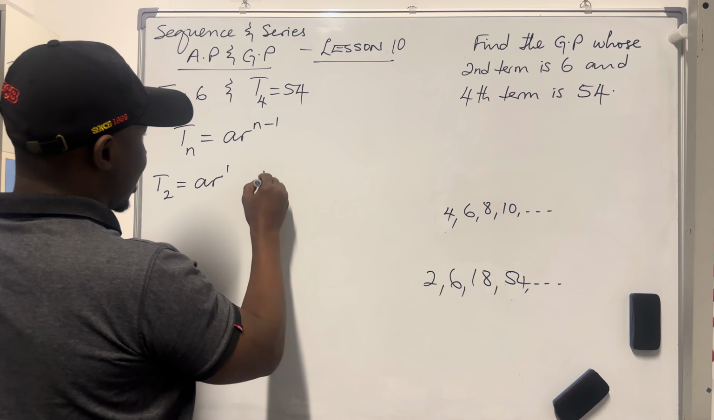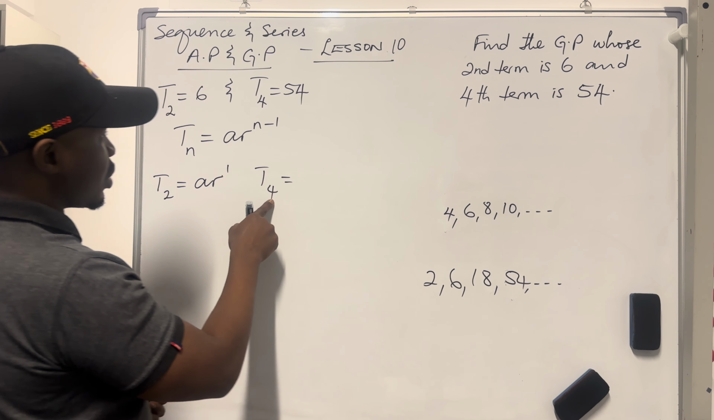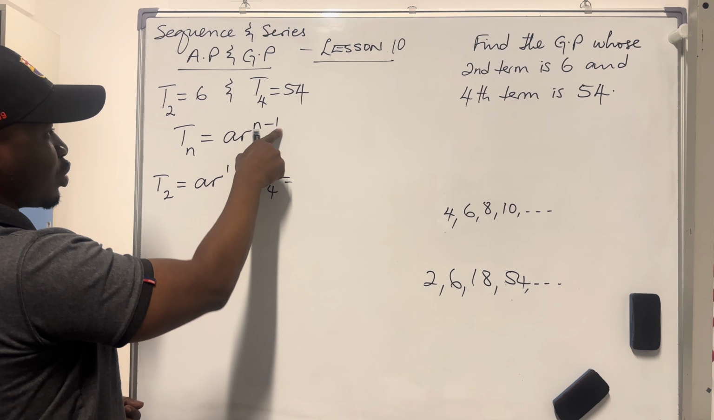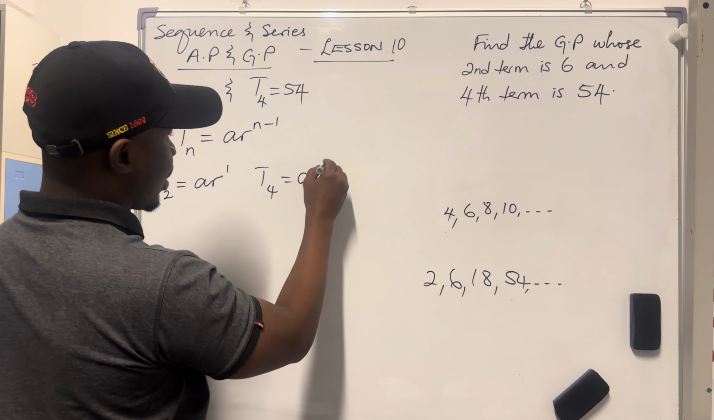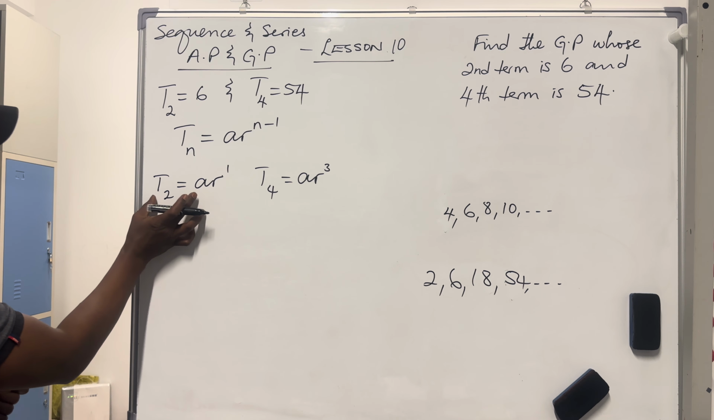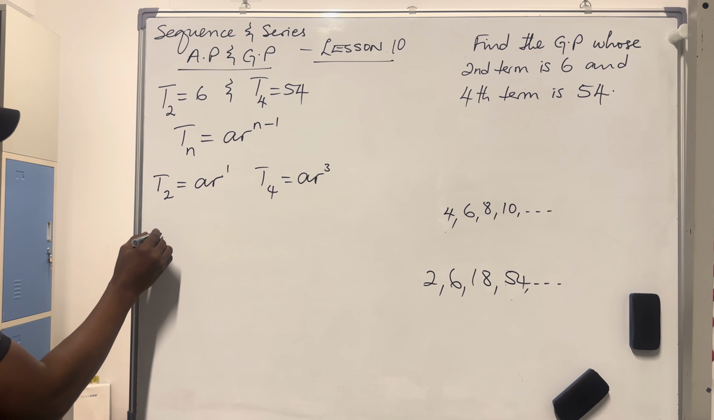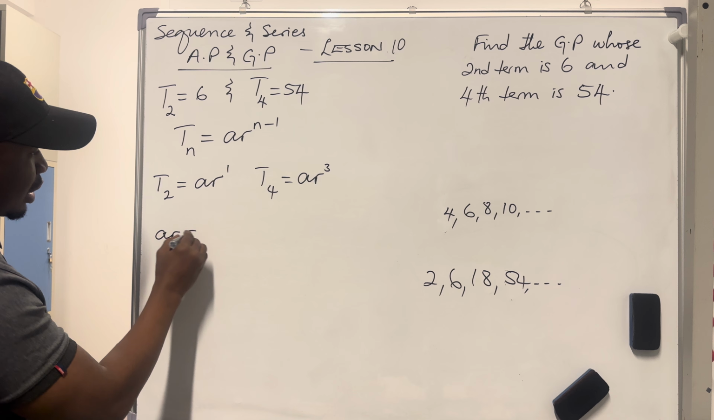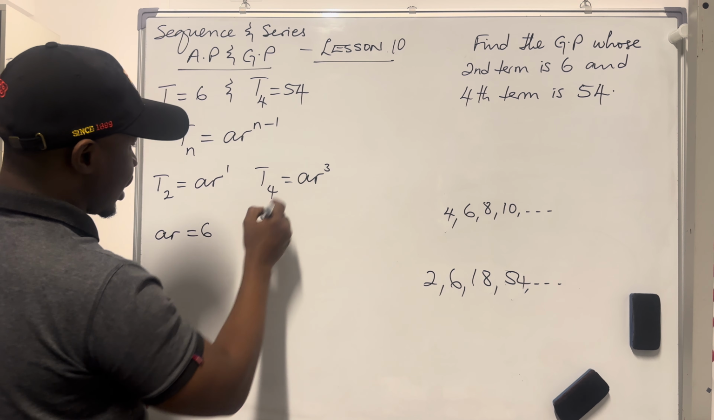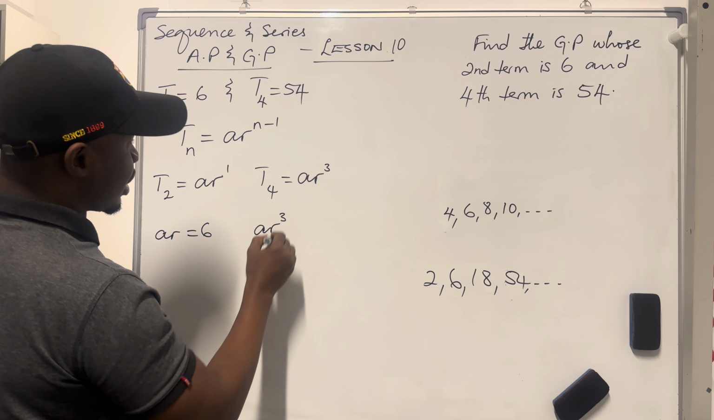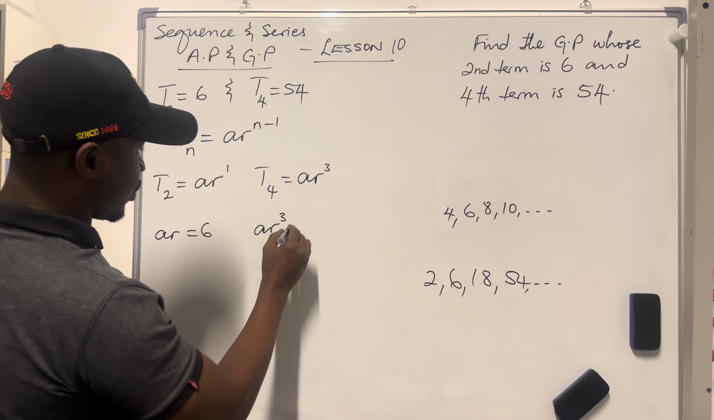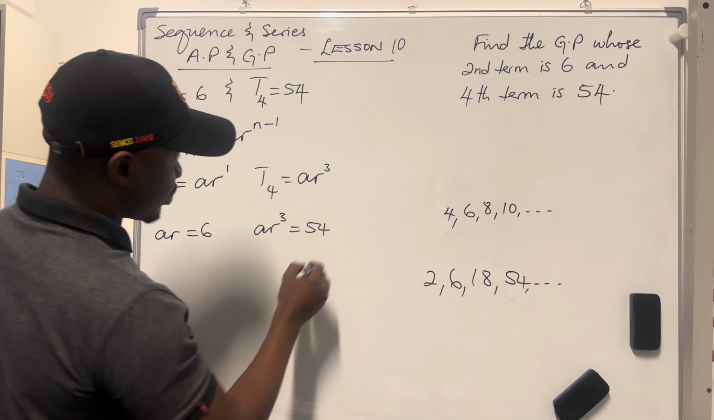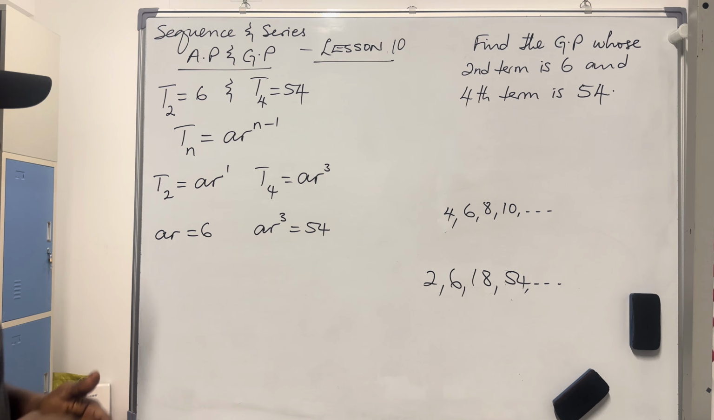How about the fourth term? The fourth term means 4 is going to replace n. 4 minus 1 is 3. So AR to the power 3. And the second term is given as 6, so AR to the power 1 equals 6. And AR to the power 3 is the fourth term, which is 54. I hope it is clear.